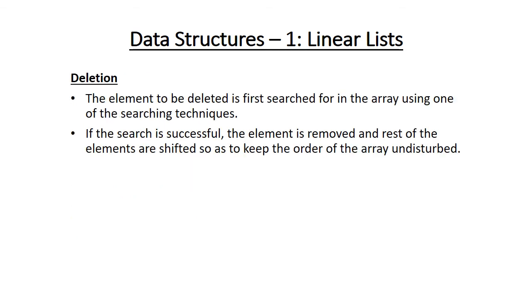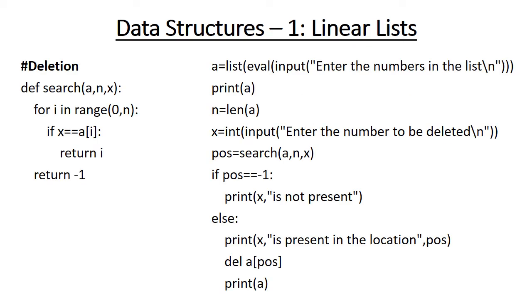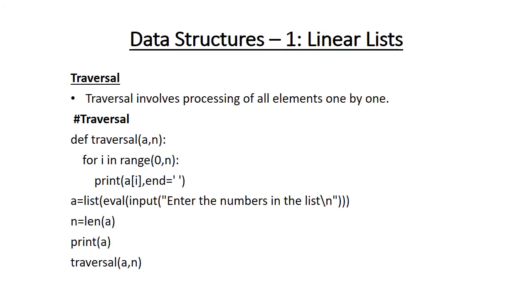Deletion. The element to be deleted is first searched for in the array using one of the searching techniques. If the search is successful, the element is removed and the rest of the elements are shifted so as to keep the order of the array undisturbed. A program to perform deletion is explained below. Traversal. Traversal involves processing of all elements one by one, and the program is explained below.